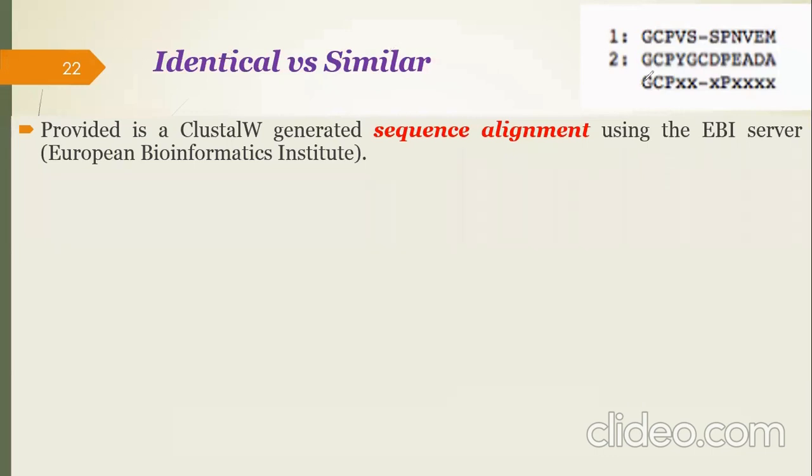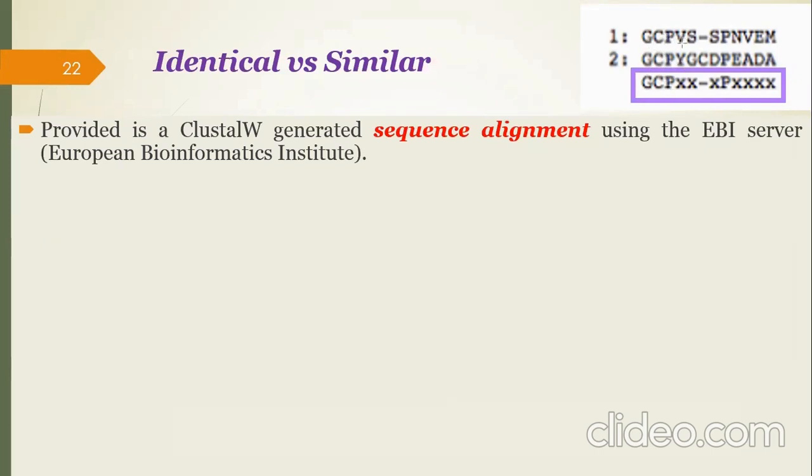Okay, so this will be the consensus sequence. The third one is the consensus sequence. These two sequences were aligned and we get the third sequence, the consensus sequence. Now G has been aligned with G, we get the G. C is being aligned with C and we get C. P is with P and we get P.